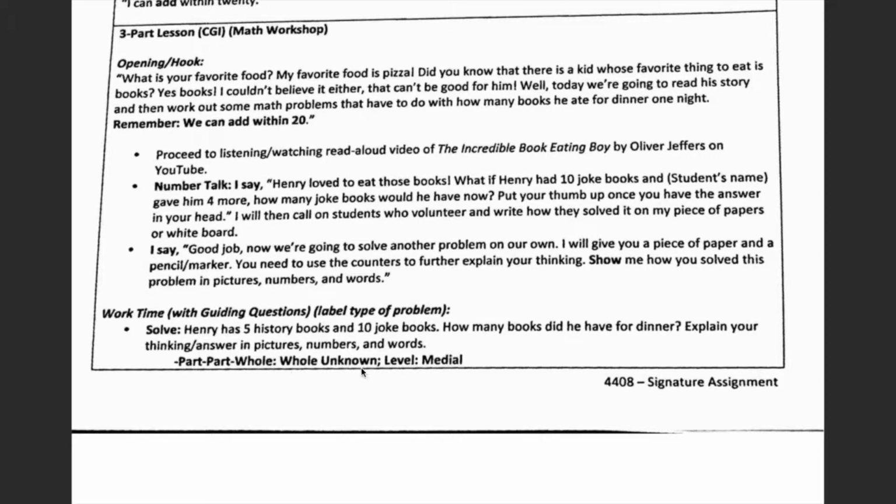This specific problem is part-whole, part unknown. So you'll learn more about that in your Van de Walle book for 4408.